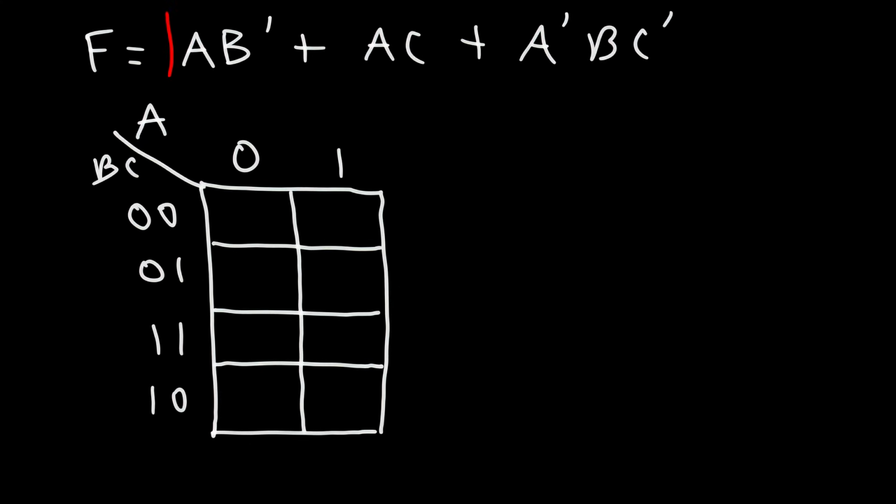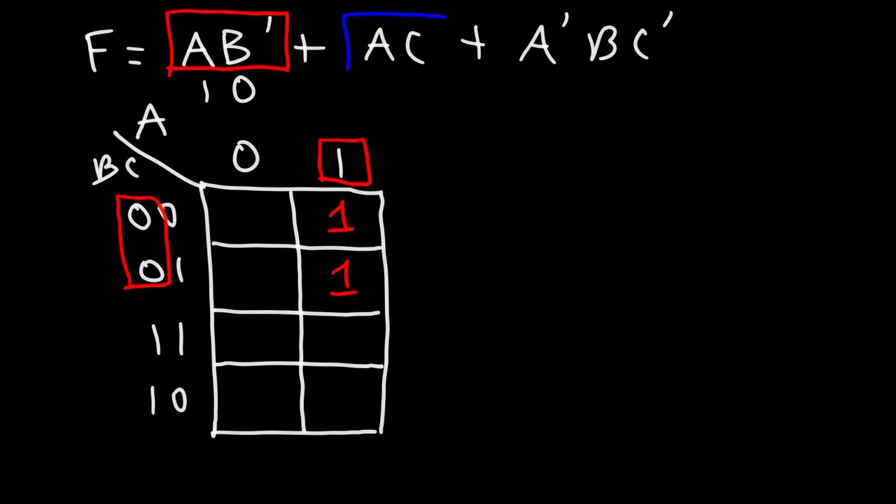Now let's start with this term, AB prime. So A is going to be 1, B is going to be 0. A is 1 in this column. So let me just highlight that in red. And B is 0 here. So that means we're going to put a 1 in those first 2 boxes on the right. Now let's move on to the next term, AC. So that's when A is 1 and when C is 1. So we need to put a 1 here and here.